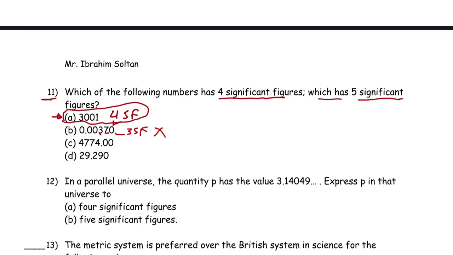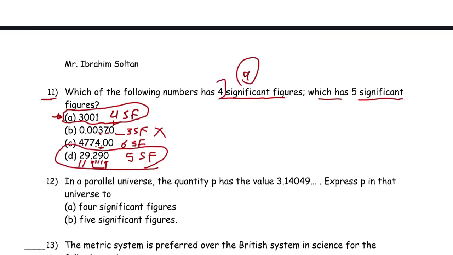Let's move to the next. Letter C. We have here 1, 2, 3, 4, and this zero counted because it is on the right side and there is a decimal point. So 1, 2, 3, 4, 5, 6. This is 6 significant figures. What about the last one? Must have 5 significant figures. We consider the zero because of the decimal point. So 1, 2, 3, 4, 5. So this is 5 significant figures. So the answer will be A and D. A has 4 significant figures. D has 5 significant figures.